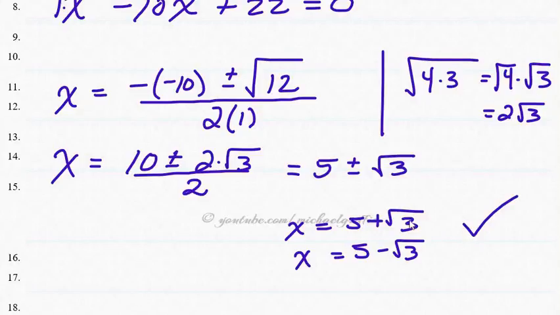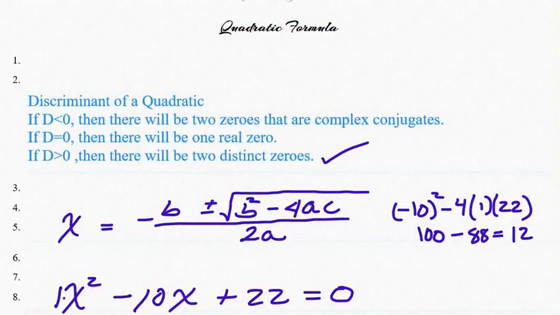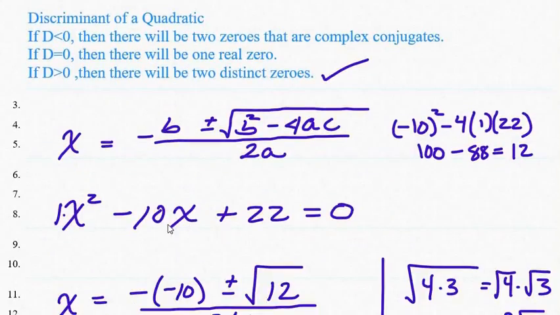You can always take your solutions, come up here into the original quadratic equation, plug them in, and check this. The left-hand side should reduce to 0. All right. Okay, that ends this one.